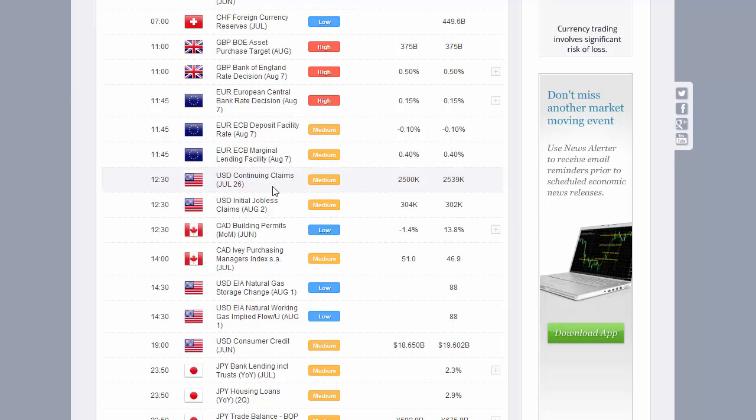Continuing claims come out of the United States, expected to be a pretty stable number, but this typically won't move the market by itself. Initial jobless claims are expected at 304,000, but really at the end of the day, it's probably going to be more of a technical day. We just had a non-farm payroll number, so right after a non-farm payroll number, these typically don't move the market.